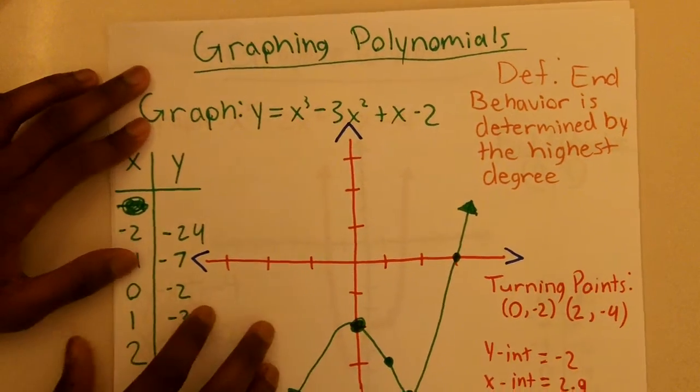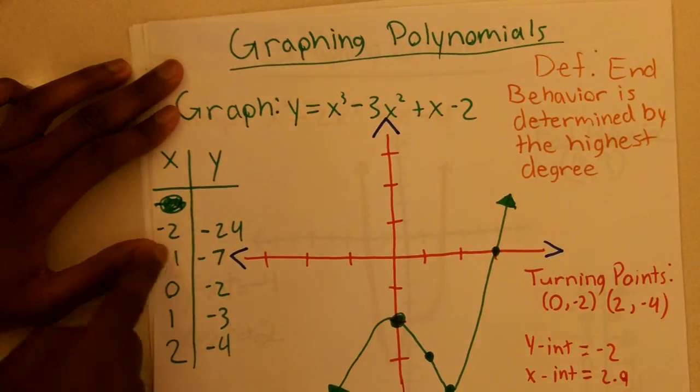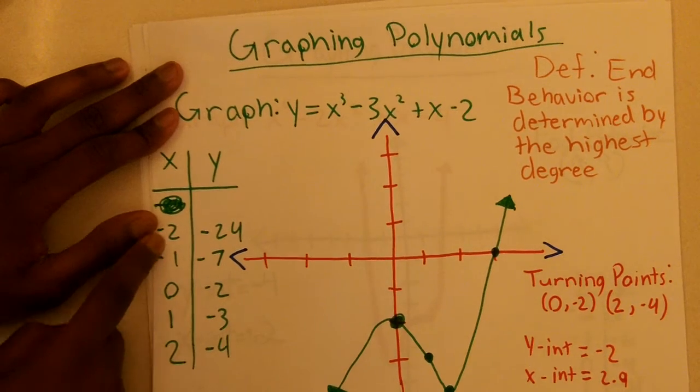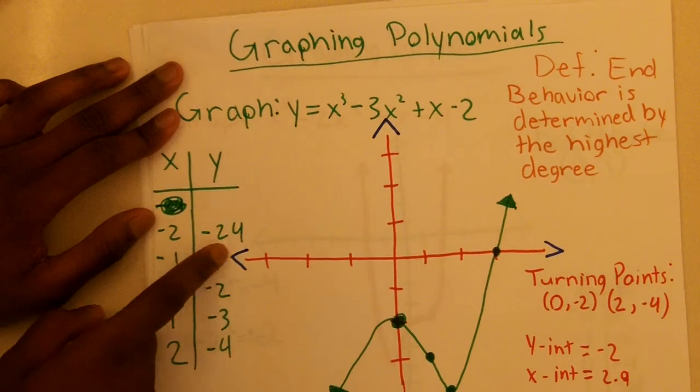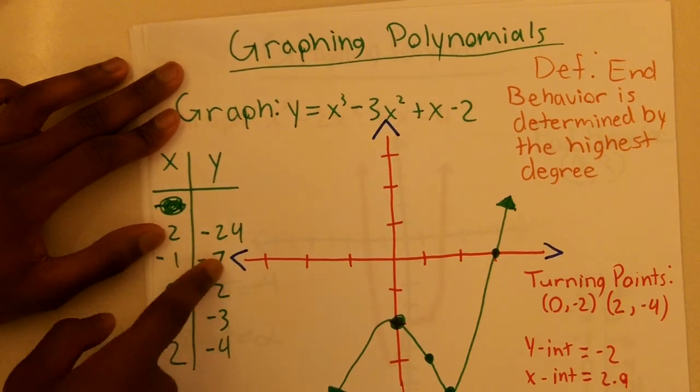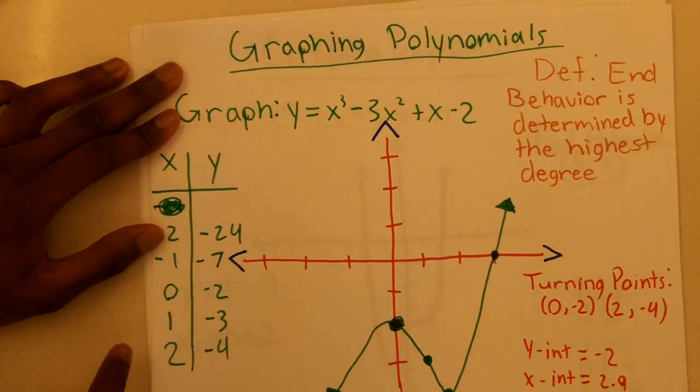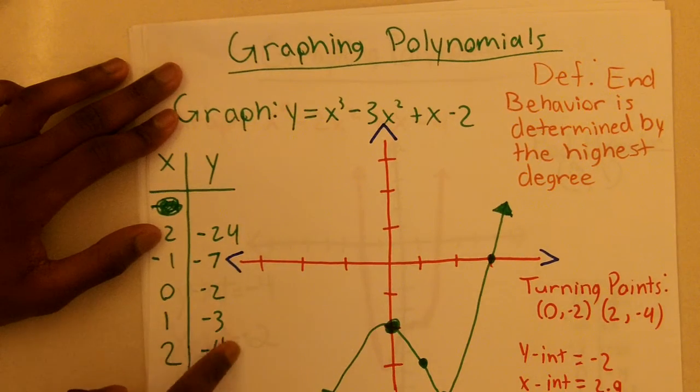And then after that, you should set up a table and plug numbers, probably negative 2 to 2, into the function. So if you plug in negative 2, you get negative 24. You plug in negative 1, you get 7. You plug in 0, you get negative 2. And you plug in 1, you get negative 3.